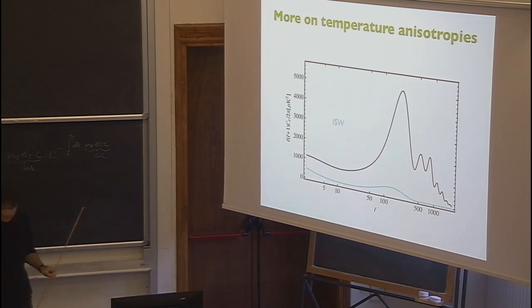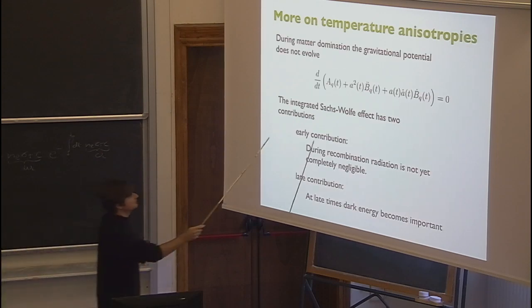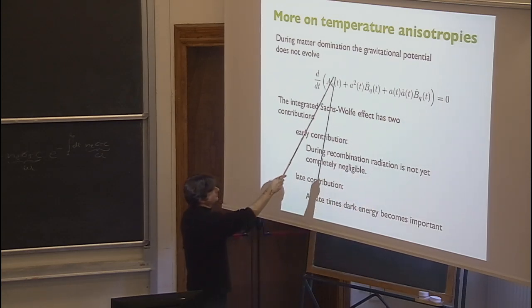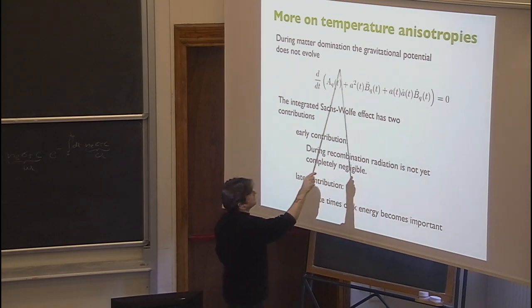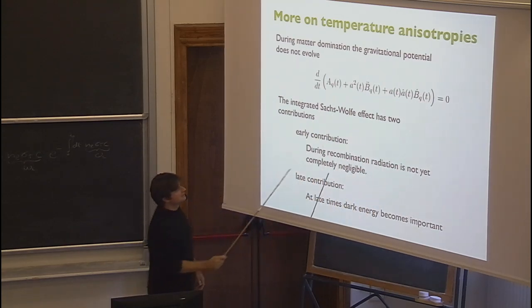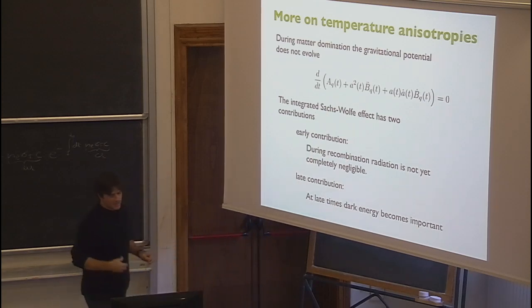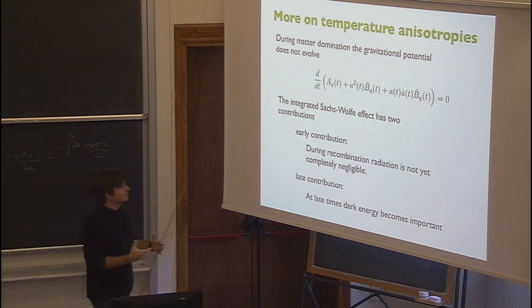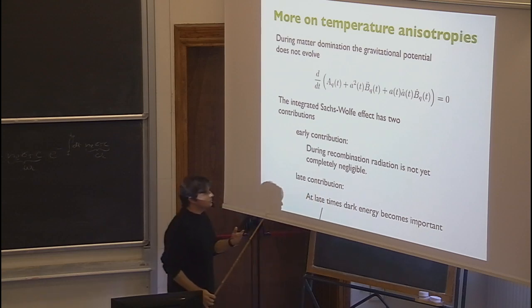So there's this contribution for the metric perturbations. There's no contribution if this vanishes, and it turns out this is, so we were working in synchronous gauge. You can go to a different gauge, you can go to the Newtonian gauge, and then you see that this is the Newtonian potential, and you can show that in the matter-dominated period, the Newtonian potential doesn't evolve. So there's no contribution to this from the matter-dominated period, but there are two effects.